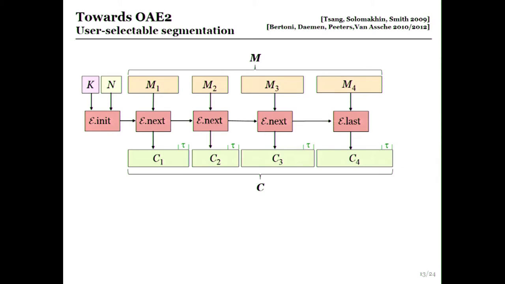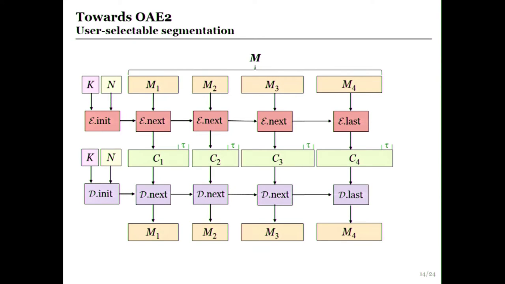At the very beginning, we need to process the key K and the nonce N. And so encryption then requires this entire tuple of algorithms: an initialization scheme, a next scheme to tell you what to do when you receive the next chunk of plaintext, and finally, some kind of finalization procedure, which should be distinguished from these because the end of a message is somehow different from prior blocks of the message.